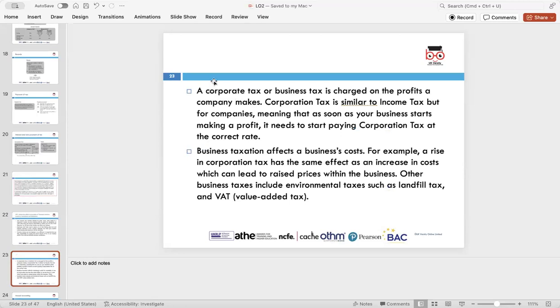Corporation tax, also known as business tax, is charged on the profit a company makes. It's quite similar to how individuals pay income tax on their earnings, but instead it applies to the profit generated by a business. As soon as a business starts making a profit, it becomes liable to pay corporation tax at the applicable rate. So this means that a portion of the profit earned by the business goes towards fulfilling its tax obligations to government.